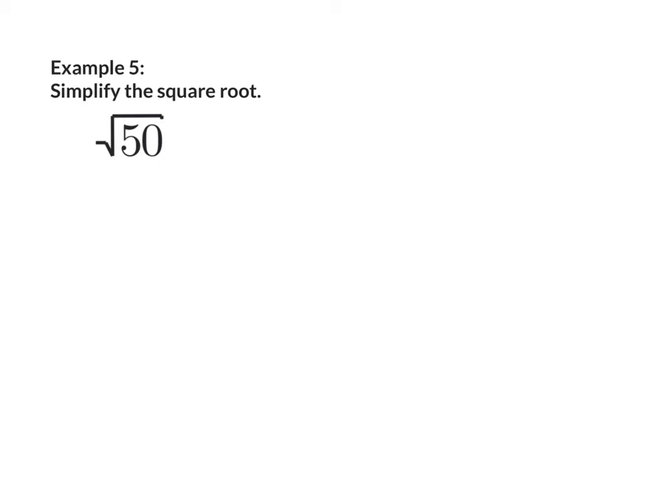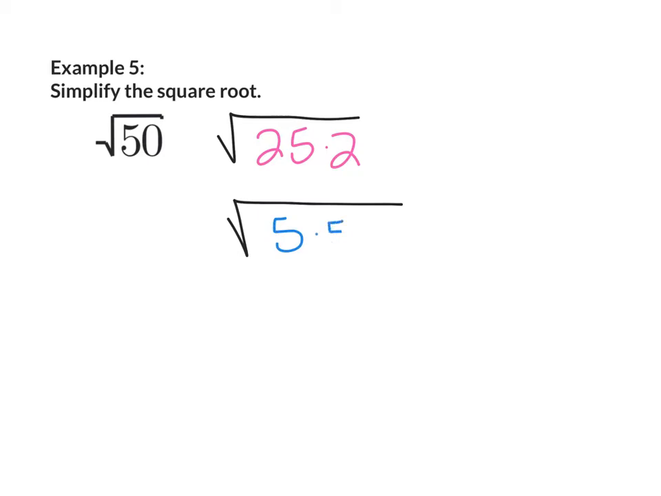Example number 5. Simplify the square root. So I know I can break down the square root of 50 to 25 times 2. I don't have any twins yet, so I'm going to break that down again. So 25 can be broken down to 5 times 5, and then I'm going to bring down the 2. Now I have twins. One dies, one escapes. Since the 2 does not have a twin, it's going to stay inside the square root. So my answer is going to be 5 root 2.